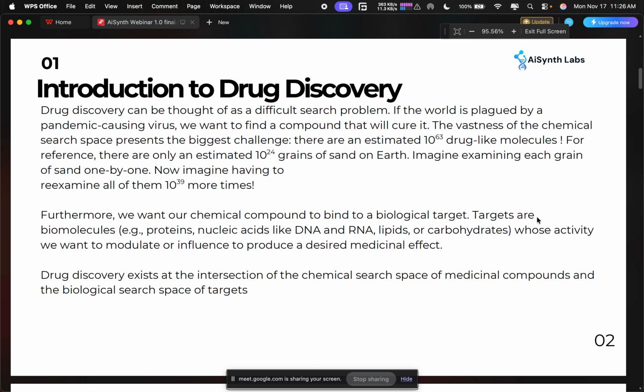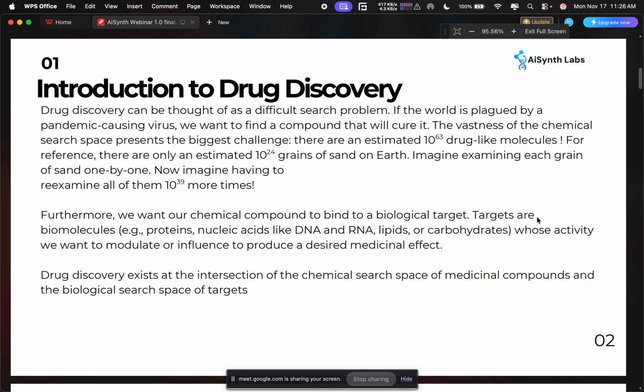And much more than that is the amount of drug-like molecules. So that's the challenge in drug discovery. There are a lot of molecules to test, a lot of compounds to test. And not only that, we want our compound to bind to a biological target. We want it to bind to something.